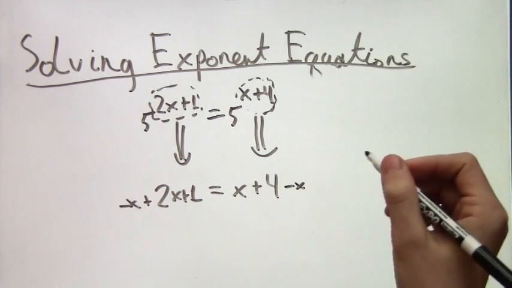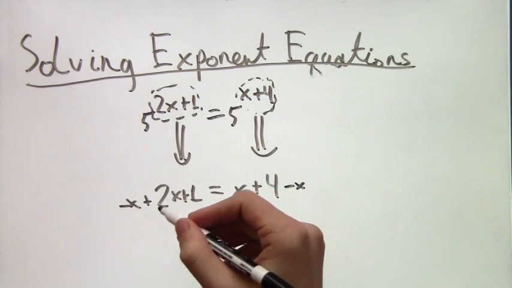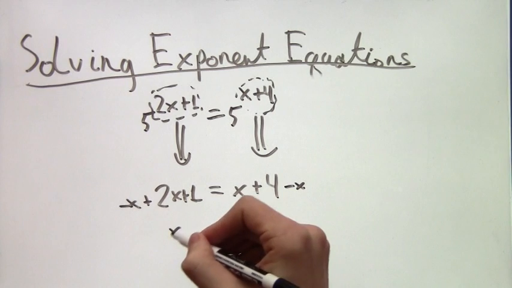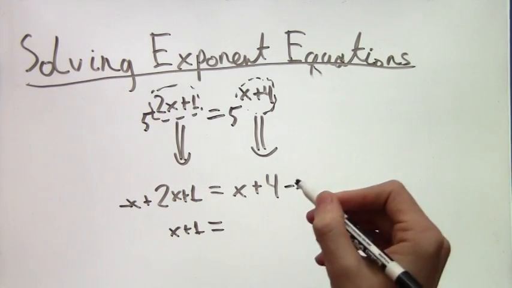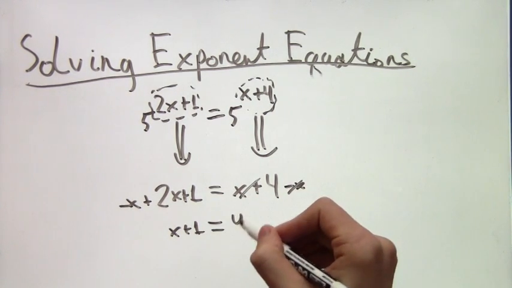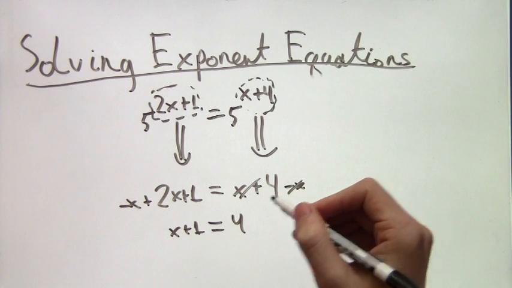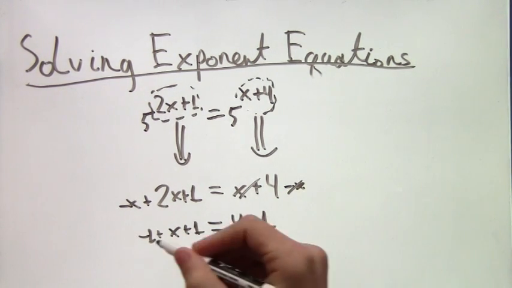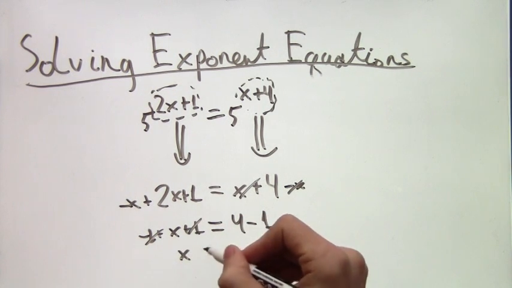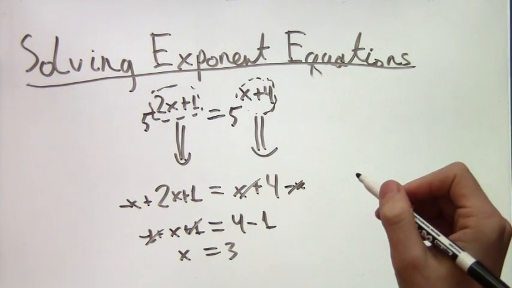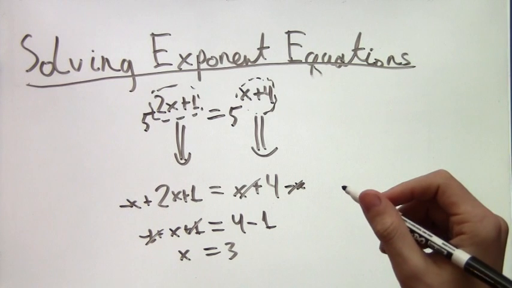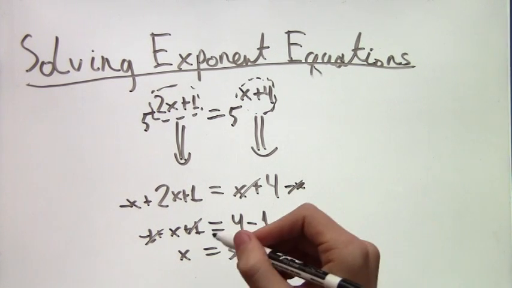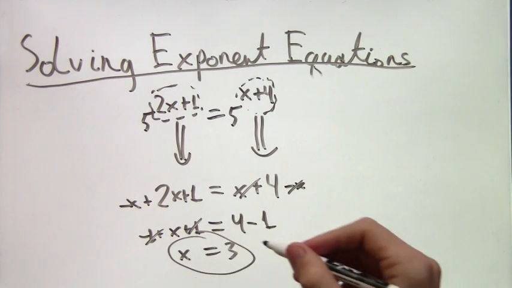So we subtract x on both sides, and after that we subtract a 1 on both sides. After calculating, we will get x equals 3. And that is our answer.